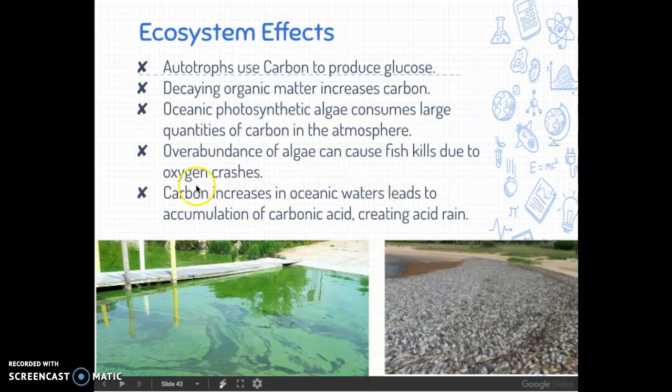There's also the effect that carbon has on ocean acidification or creating acid rain. In large scales, the ocean mixes with the atmosphere with higher levels of CO2. It can lead to accumulation of carbonic acid. Acid rain typically has a negative effect on insects, specifically insects with shells, because it tends to break down the shell, which can have an overall large effect on the ecosystem.